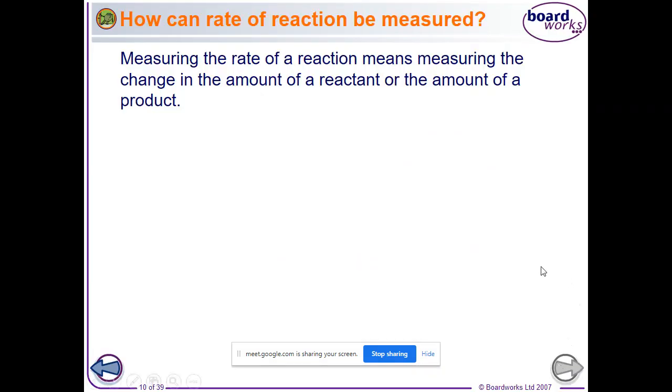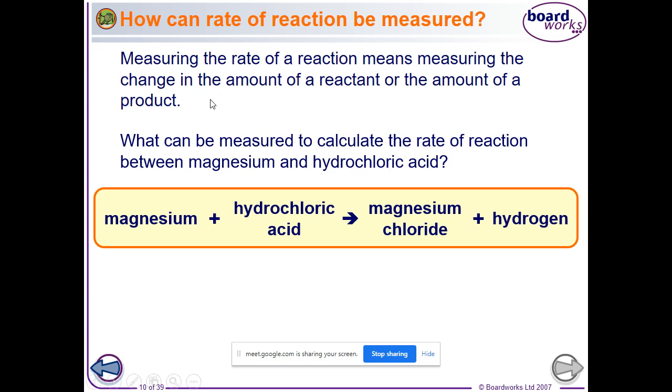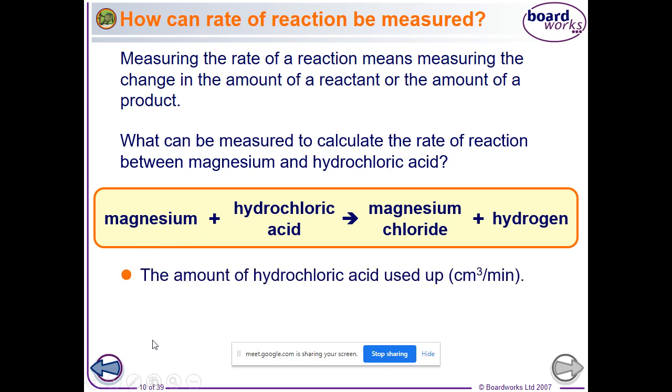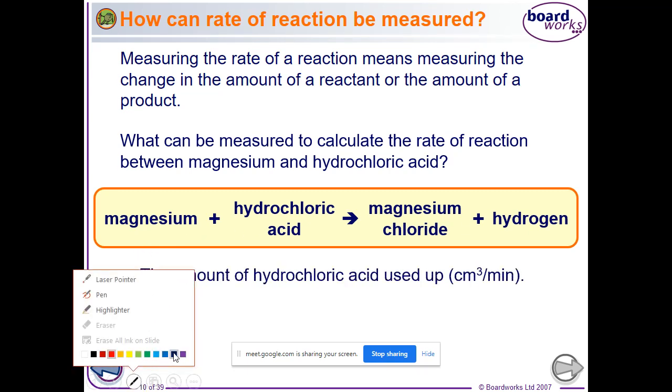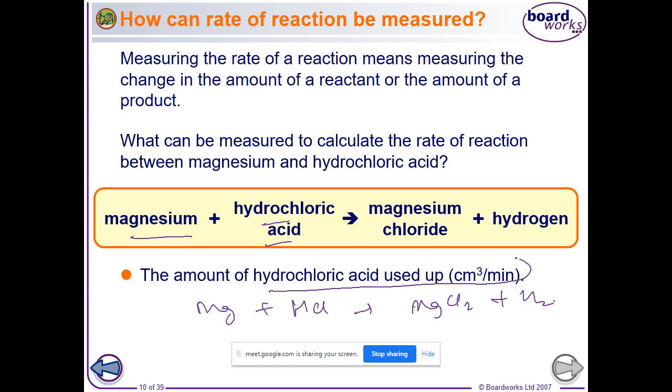Next is this part. Can you see? How can the rate of the reaction be measured? Suppose you have magnesium, which we have already taken as an example, right? Magnesium plus hydrochloric acid to give magnesium chloride plus H2. We have just discussed the amount that gets used up. We can calculate it in centimeter cube per minute, whatever quantity of gas you're getting per 1 minute.